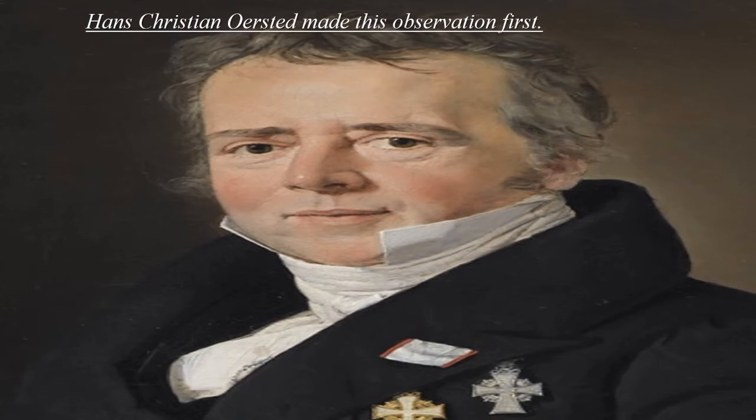Hans Christian Ørsted was one of the leading scientists of the 19th century. He played a crucial role in understanding electromagnetism, and this experiment of a wire and a magnetic compass was performed by Ørsted during 1820.